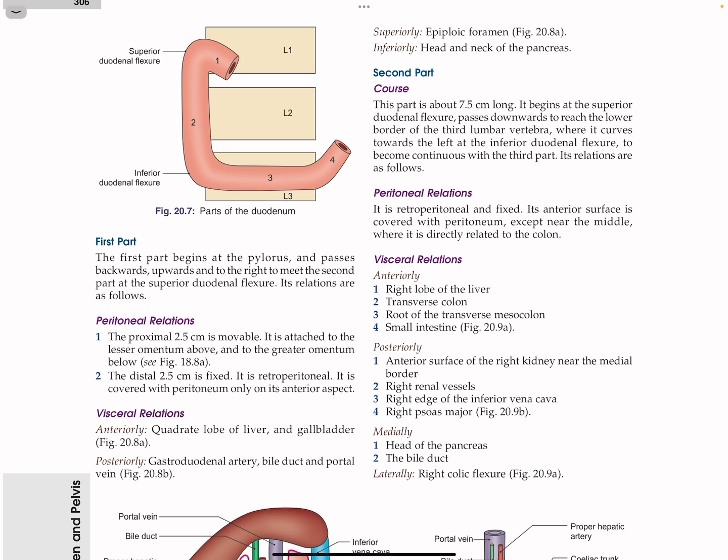Anteriorly, first, right lobe of the liver. Second, transverse colon. Third, root of the transverse mesocolon. Fourth, small intestine. Posteriorly, 1. Anterior surface of the right kidney and near the medial border. 2. Right renal vessels. 3. Right edge of the inferior vena cava. 4. Right psoas major. Medially, 1. Head of the pancreas. 2. The bile duct. Laterally, right colic flexure.